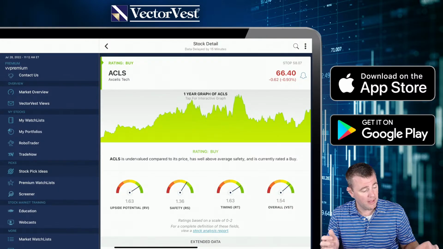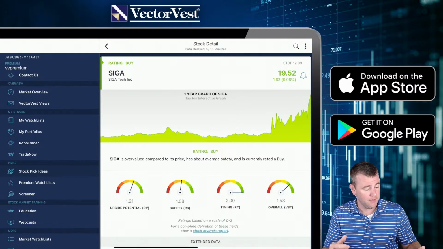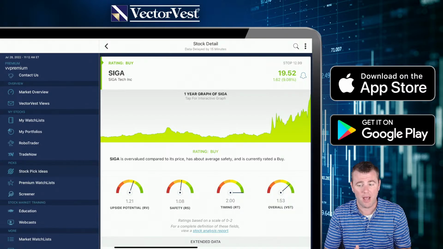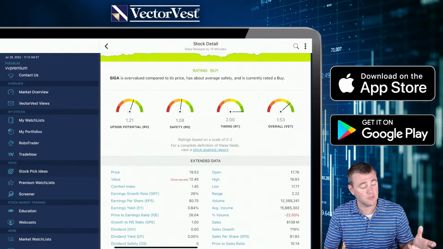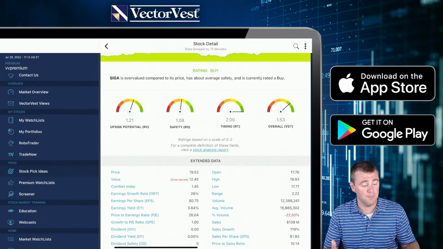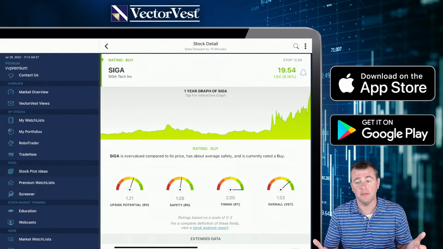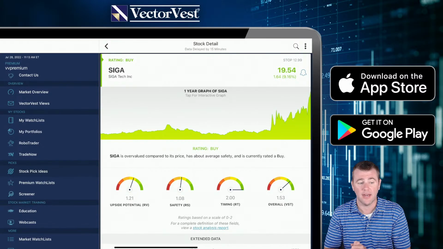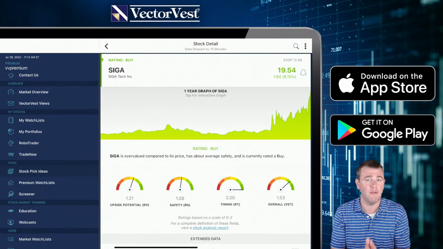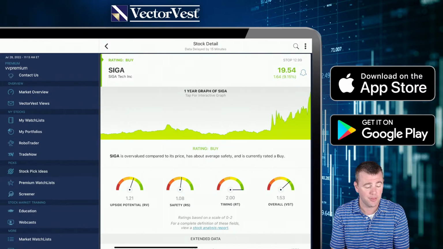All right, so ACLS, we've talked about that one. SIGA, good long-term potential, does have less risk compared to the average stock out there, but the timing is at 2.0. When you see stocks like that, that tells us it's definitely a momentum play currently. If we look down here, the stock is also overvalued. So therefore, if you're not a momentum trader, stay away from it. Simply move on. If you're somebody who can take advantage of these 16 to 10% up days, have fun with it. That's fine. But trade with what you're comfortable with. Don't get into stocks that you're not comfortable with.